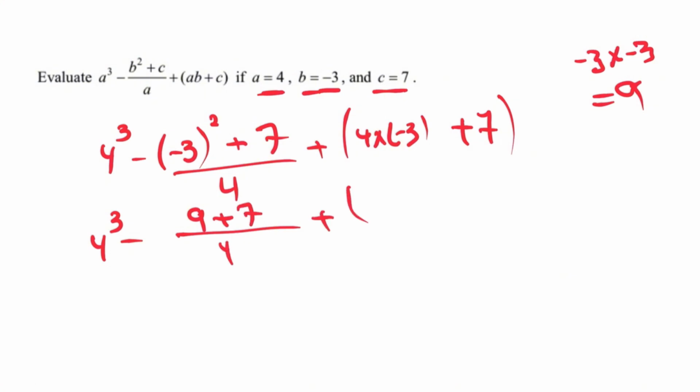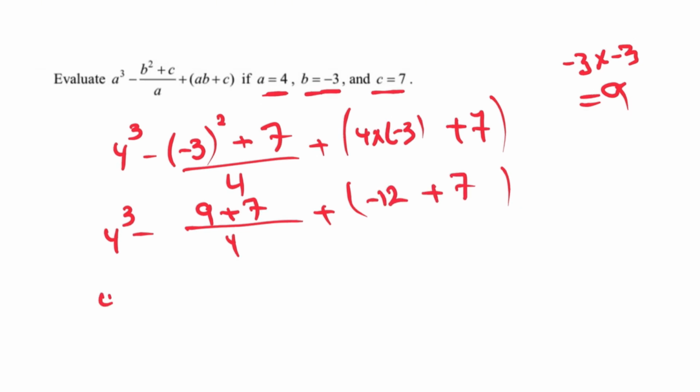Plus, here we have parentheses. So if you want to simplify it, yes, simplify. 4 multiplied by minus 3 equals what? Minus 12 plus 7. 4 to the power of 3 minus. Here we have a fraction. 9 plus 7 equals what? 16. 16 divided by 4 equals what? 4. So I simplified my fraction. Plus. What is inside the parentheses here? Minus 12 plus 7 equals what? Minus 5. When we have a negative number with a positive number, we find the difference between them, okay?